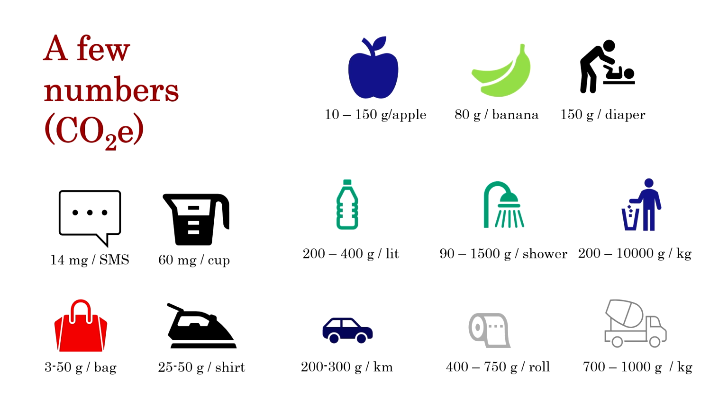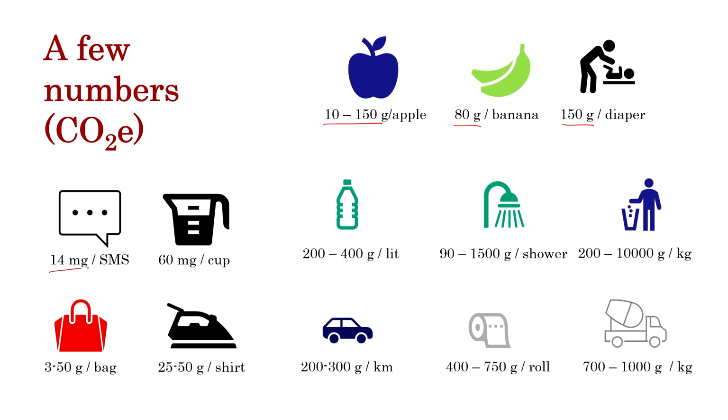So, if you eat an apple, you can spend energy from 10 to 150 grams. Banana will give you 80 grams. Apple, there is a variation because it depends whether you live close to an apple or you live far from the apple. If you have a child in your family, then for every diaper you emit 150 grams of CO2. So, you can imagine the number of diapers used will result in what amount of CO2.